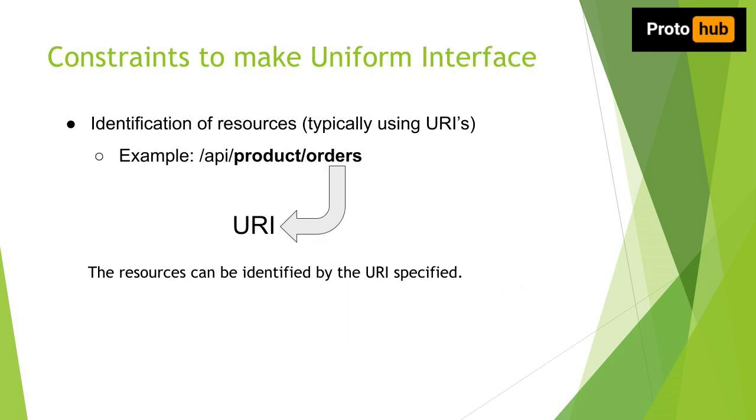Now, let us see the constraints to make a REST a uniform interface. The first one will be identification of resources, typically using URIs. The URIs and endpoints always identify the resources specifically. See the example below.